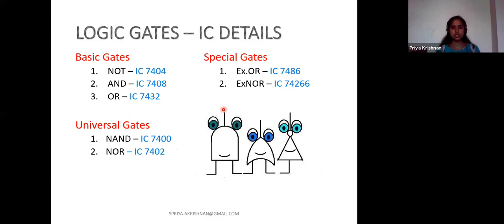So this is a short review, like which gate is given what number, which gate is associated with which IC. So that is given in short here. So 00 to 07 starts from the 74 series. 7400 is given to the NAND gate and 02 is given to the NOR gate because they are universal gates.